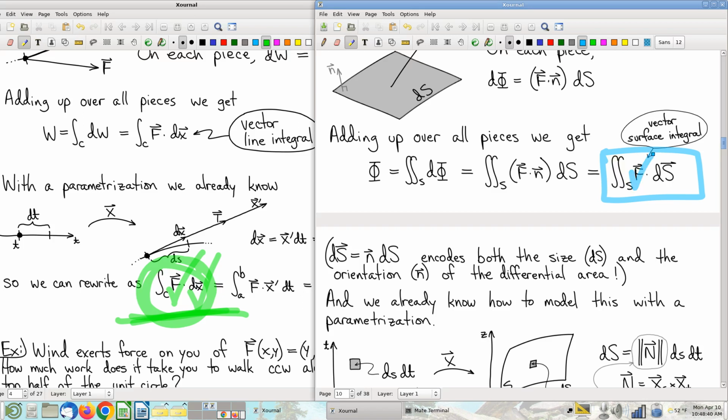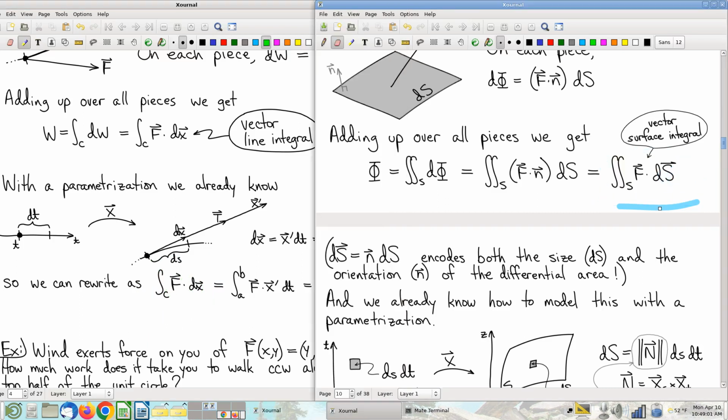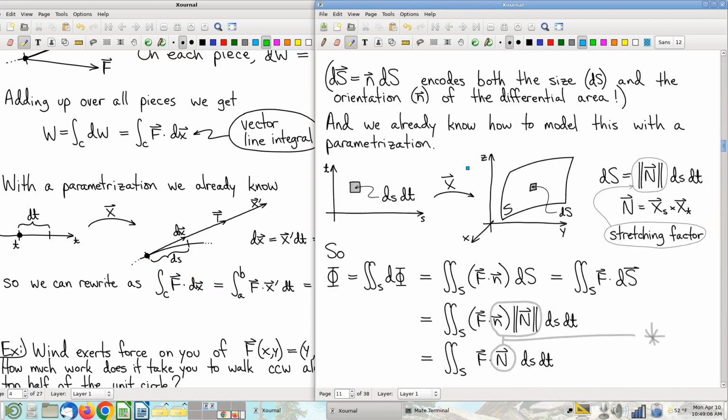The F, that's the vector field. The dS is a single thing telling you everything you need to know about your piece of surface. So that makes sense too. Anyway, you will see different notations in my notes and my lectures. You're going to see this one most often. Okay. Alrighty. So, how do we compute these things?